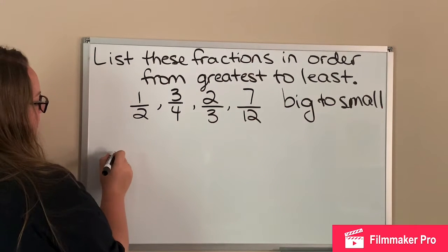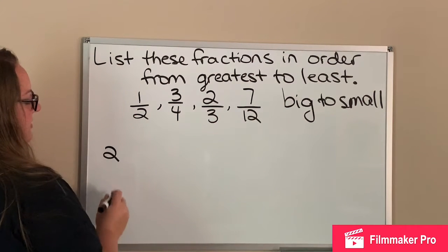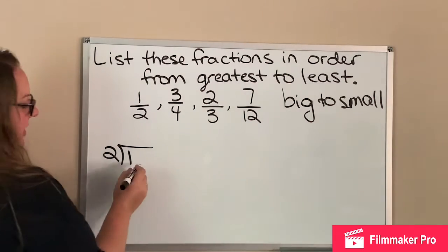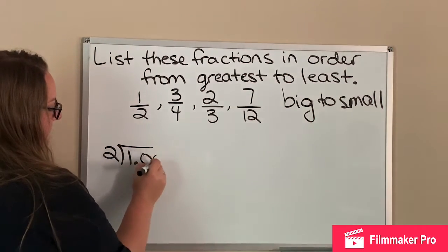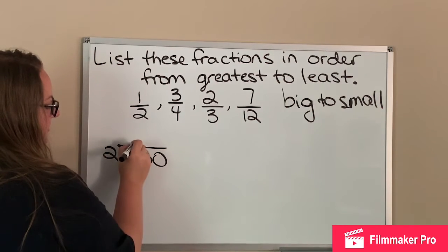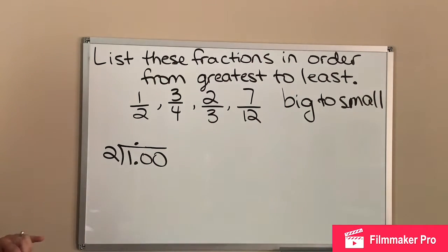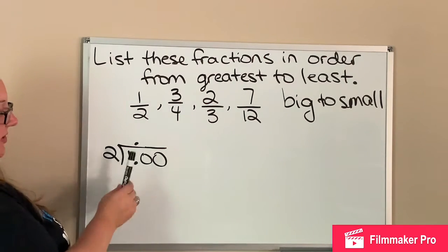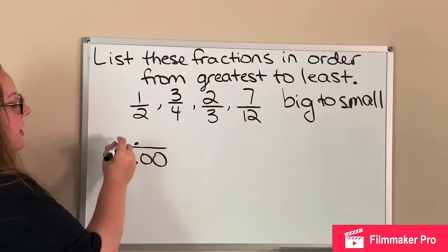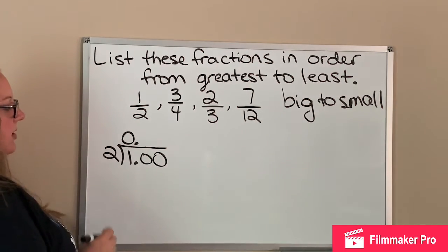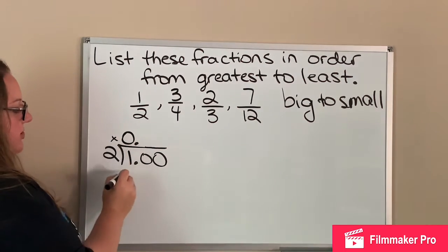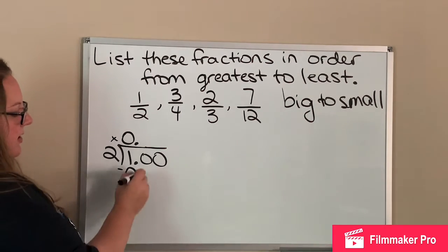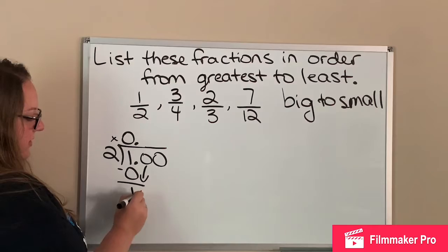So I've got 2 as my denominator, 1 as my numerator, 2 on the outside, 1 on the inside, and my 2 zeros, bring my decimal straight up. Now I know that 2 cannot go into 1. 2 is bigger than 1, it can't go into 1. So my 0 is going to go here. 0 times 2 is 0, subtract equals 1. This 0 gets brought down.